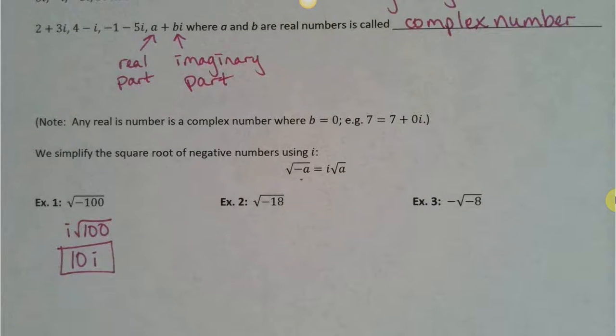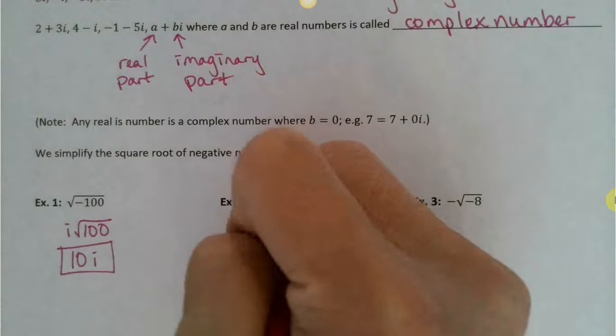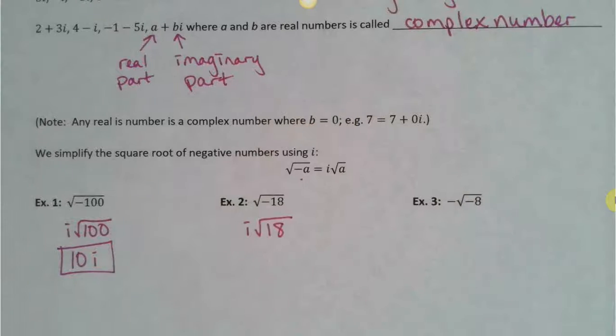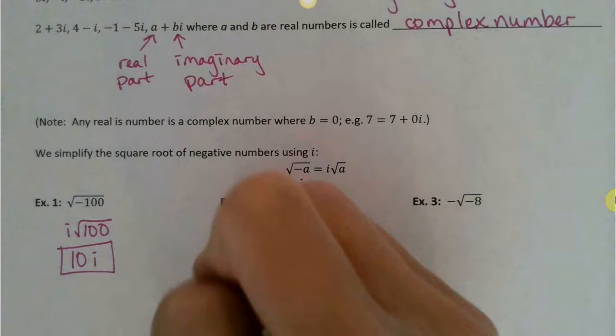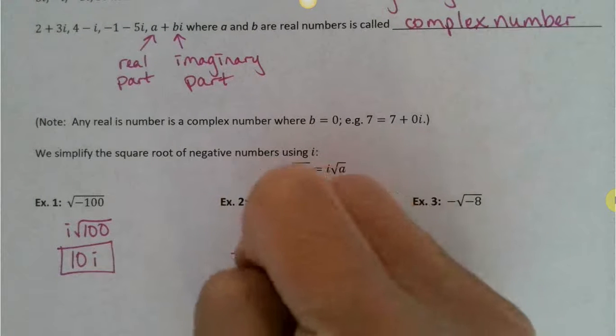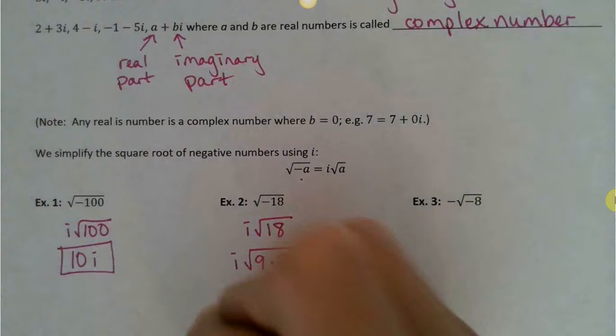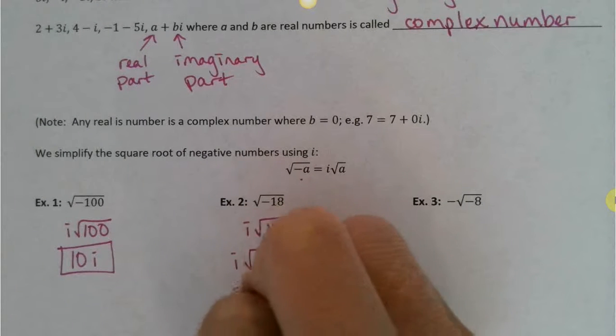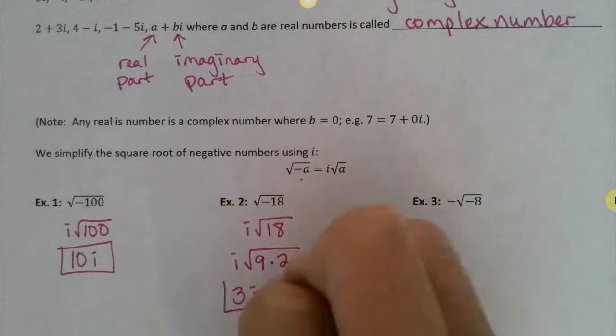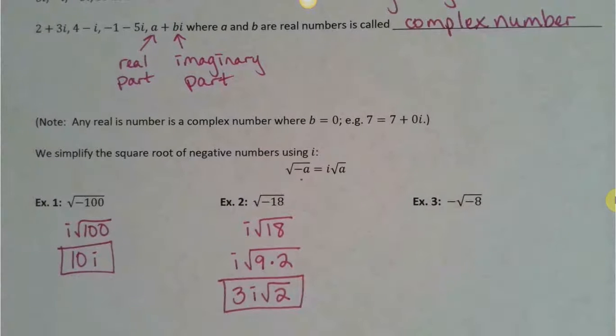The square root of -18 is the same as i times the square root of 18, and then we can simplify the square root of 18 as the square root of 9 times 2. The square root of 9 is 3, so we bring that out in front, and we're left with 3i times the square root of 2.